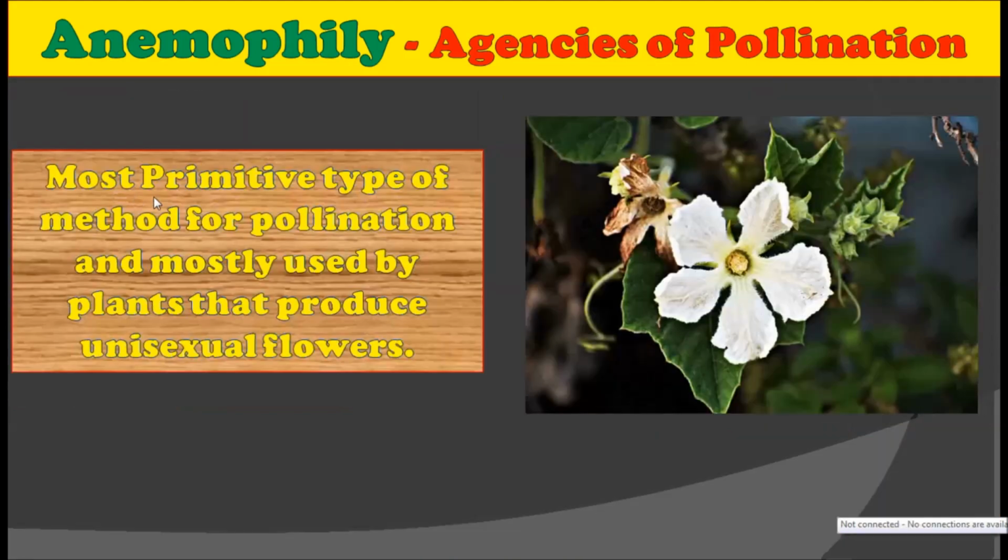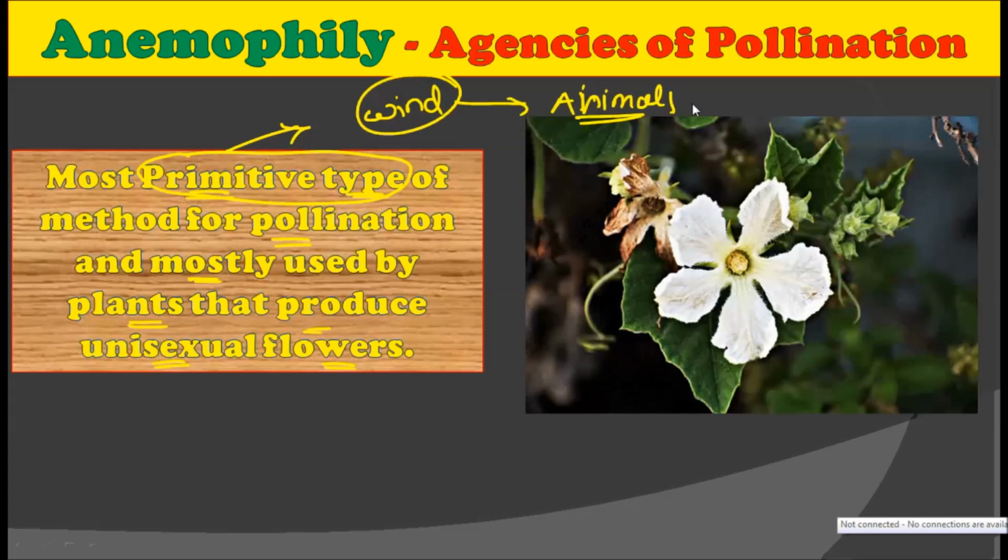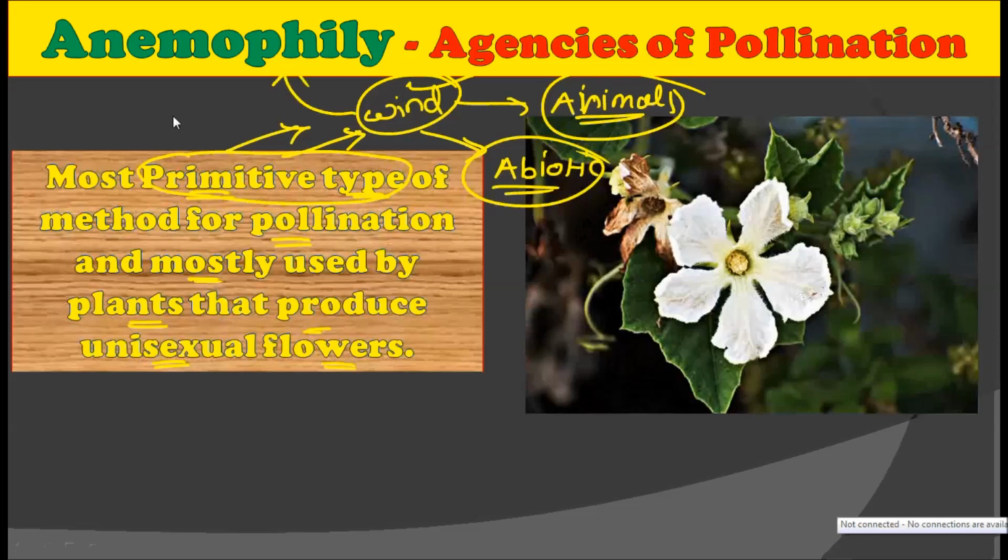All right. The Anemophily is considered the most primitive type of method for pollination and is mostly used by the plants that produce unisexual flowers. Now this makes sense. This is because the wind is always there for reproduction, while the animals which are used for pollination evolved simultaneously. But wind, as an abiotic pollinator, is always available in nature, and that is why this is a very primitive type of pollination, which is called the Anemophily.